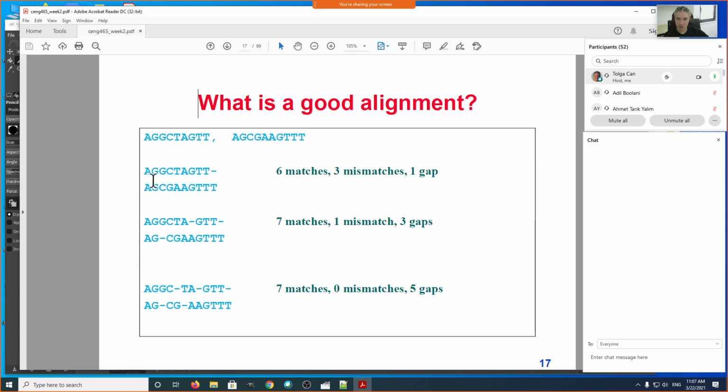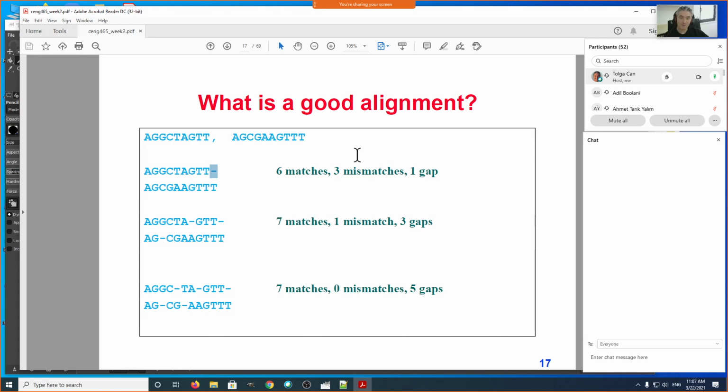This is a match, GG match, GC a mismatch, CG another mismatch, TA another mismatch. So I have 3 mismatches here, and the rest is 1, 2, 3, 4 matches. So I have 6 matches, 3 mismatches, and there is 1 gap. This other alignment has 7 matches, 1 mismatch, and 3 gaps. So it has more gaps than the other one, but now it has fewer mismatches. Which one is a better alignment? Is it the one with the highest number of matches?